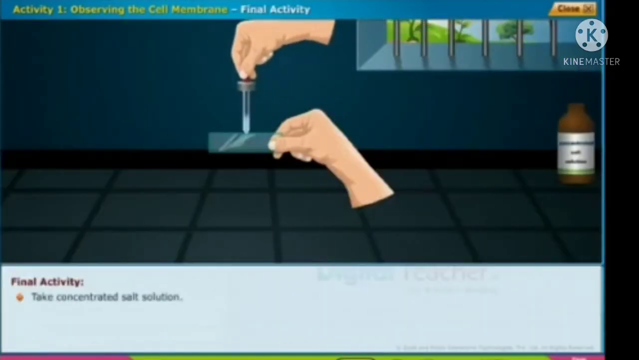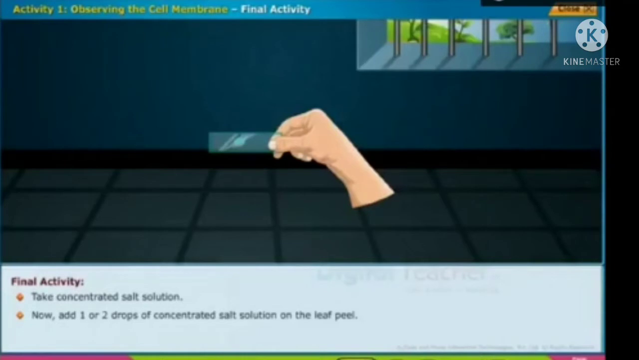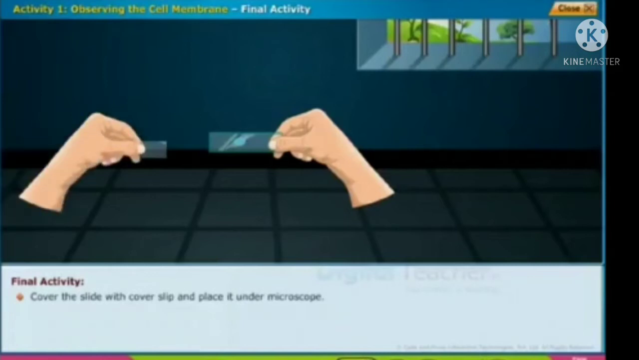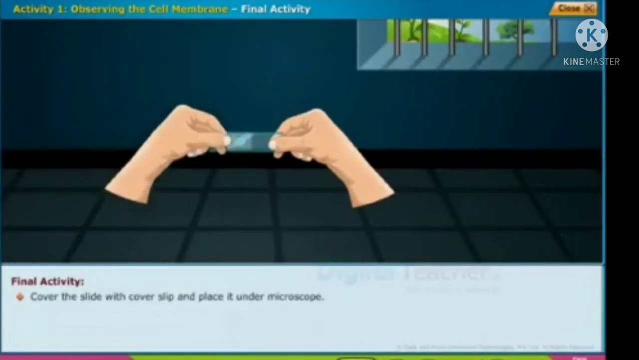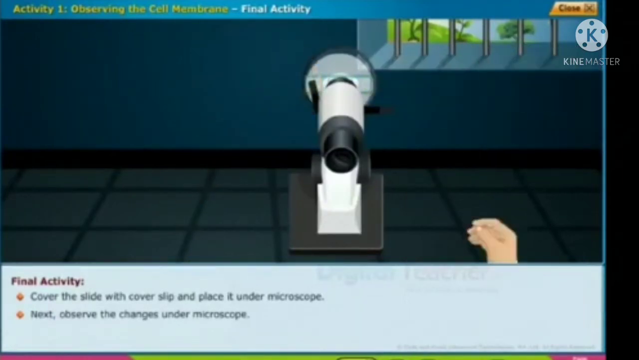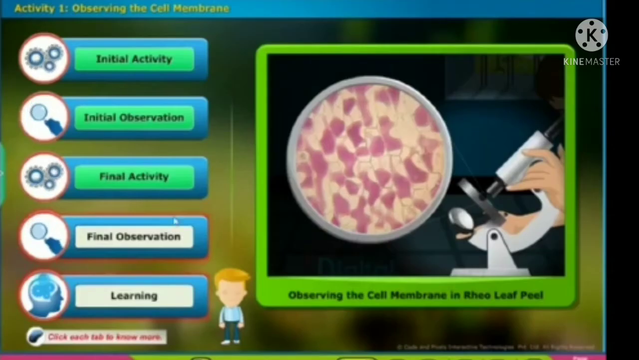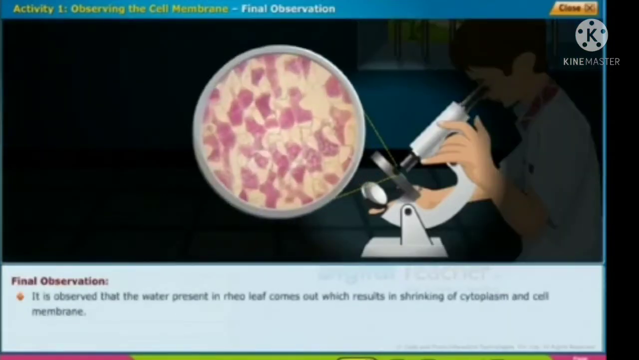The final activity we can do: take a concentrated salt solution. Now add 1 or 2 drops of concentrated salt solution on the leaf peel. Leave it aside for 5 to 10 minutes. After that, cover the slide with a cover slip and place it under the microscope. Next, observe the changes under the microscope. Now coming to the final observation, it is observed that the water present in the rheo leaf comes out, which results in shrinking of the cytoplasm and cell membrane.